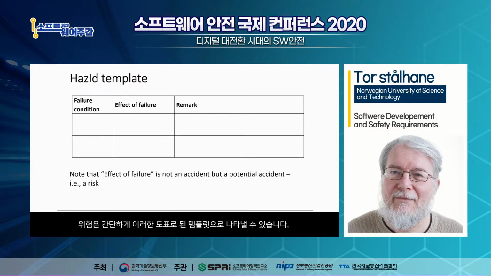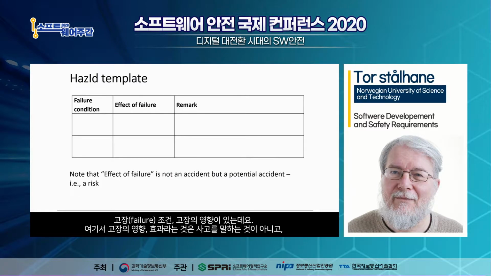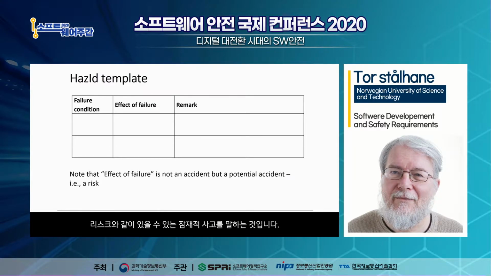So the hazard, as I said, is a fairly simple thing. The first thing you do, it's a simple template, it's a 3-column table. Failure condition, then the effect of the failure. Note that effect of failure is not an accident, it's a potential accident, like a risk. And then there are some remarks. Now there are many ways to use a hazard or think about hazard.